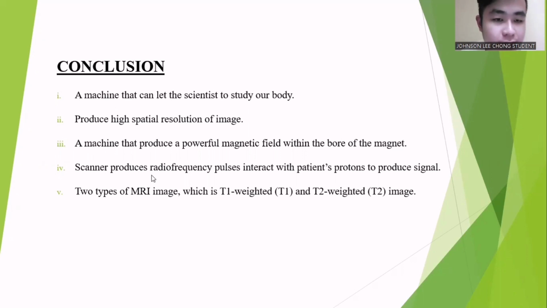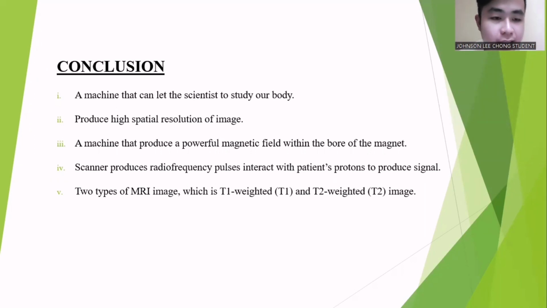So the scanner produces a radio frequency pulse that interacts with the patient's protons to produce a signal, like I said just now. When the radio frequency pulse is produced by the scanner, the patient's protons become excited and resonate. After the radio frequency pulse has stopped, the patient's protons relax, and we can get the result and the image of the patient from the scanner.